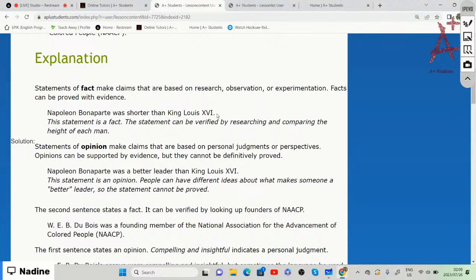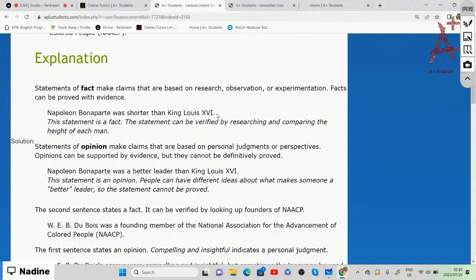And why do we say this is a fact? Because if we go on the internet and type in that whole sentence as is, or look at the height descriptions or pictures, we will find evidence on the internet, and then we will be able to verify that Napoleon Bonaparte was shorter than King Louis, right?